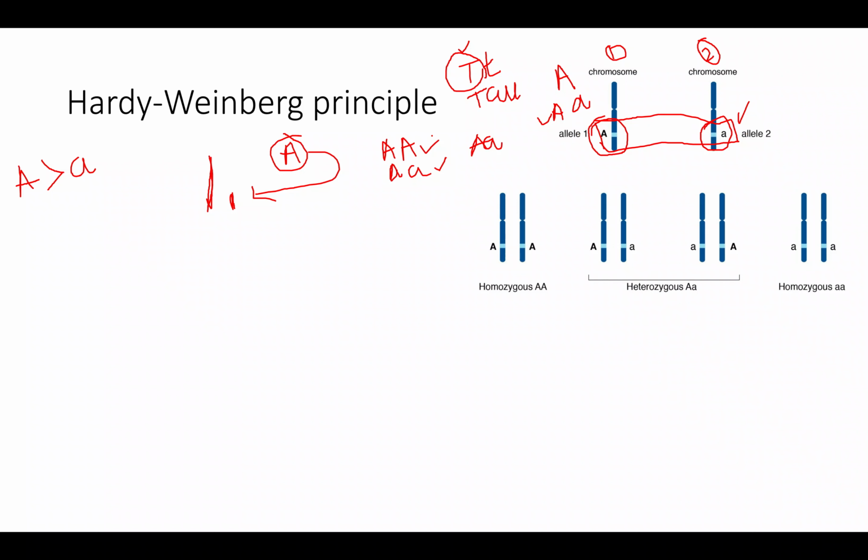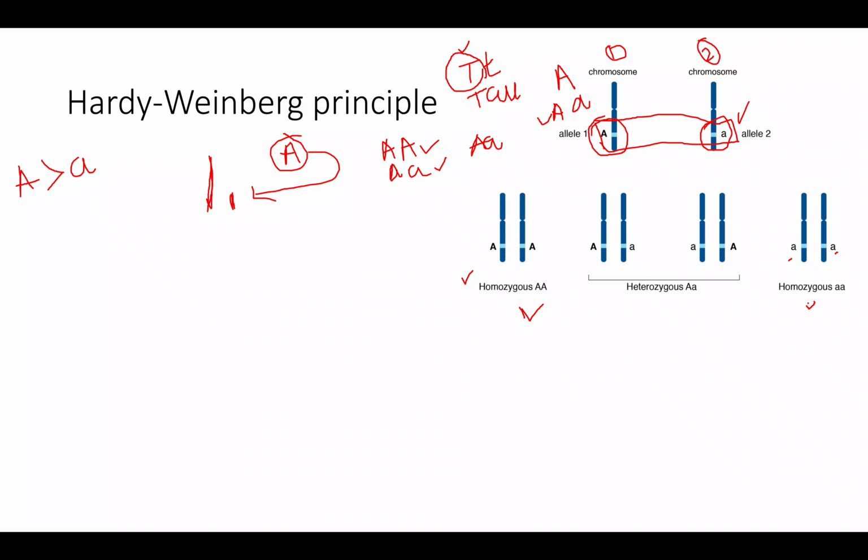Okay, people. So I hope you are now clear. We have homozygous condition if we have both capital A, heterozygous if we have capital A, small a here, or small a here, capital A here, and homozygous condition if we have small a, small a. So two concepts are there.